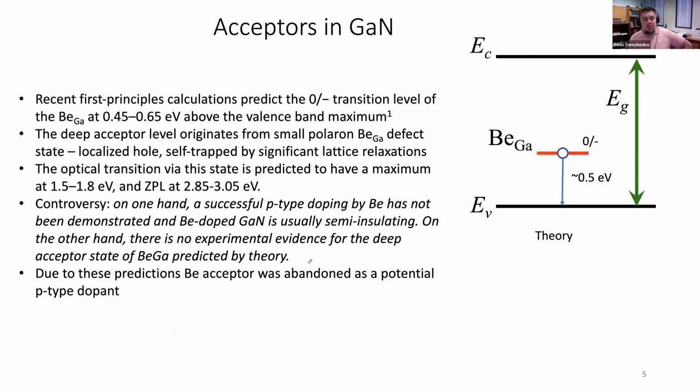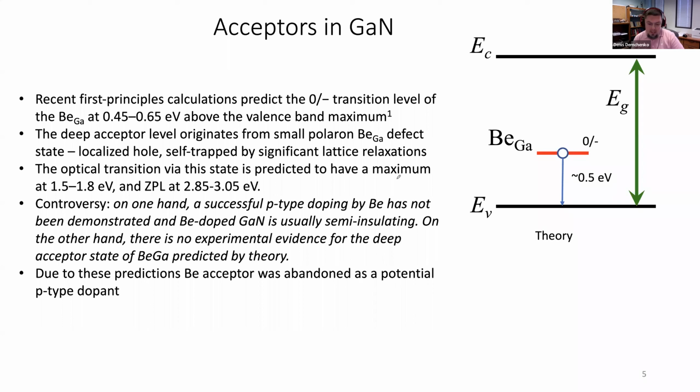However, recent first principle calculations that are usually done with hybrid functional theory, which I will be talking about later, predicted pretty much across the board acceptor level of beryllium acceptor much deeper than magnesium, at roughly 0.5 eV, from 0.45 to 0.65, above the valence band.